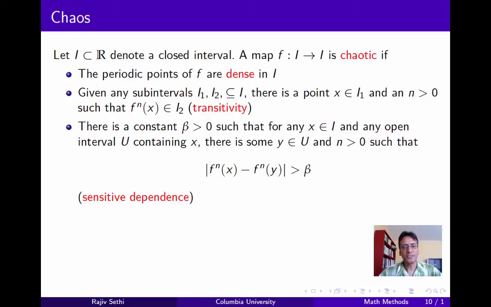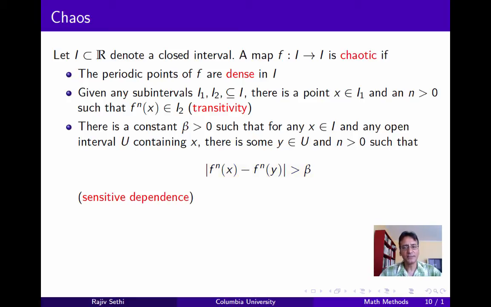And the third condition, which is called sensitive dependence on initial conditions, states that there's a constant beta positive, such that for any x in the interval I, and any open interval U containing x, there's some other point y in U, and some number n, such that after n steps, the distance between the orbit starting at x and the orbit starting at y will exceed beta.